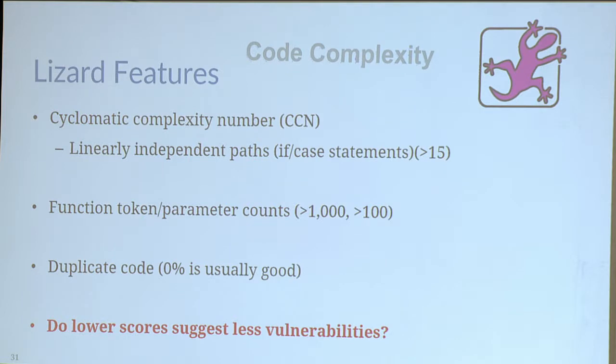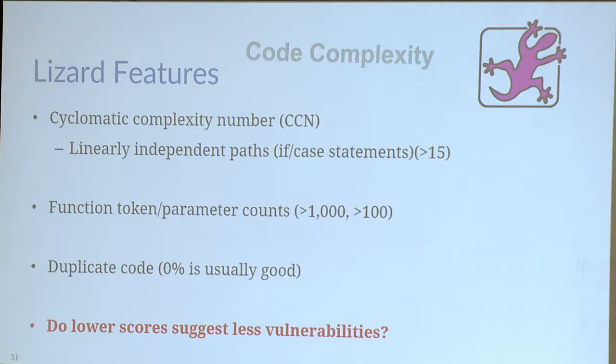Lizard's about code complexity. And I love this tool because when I'm talking about complexity, I'm not talking about doing nuclear physics or something of that nature. It's looking at things like, a nice word here, cyclomatic complexity number. To explain what that is, that's linearly independent paths. But think about if and else statements. If you're at something like 15 or greater, start to throw out a flag.